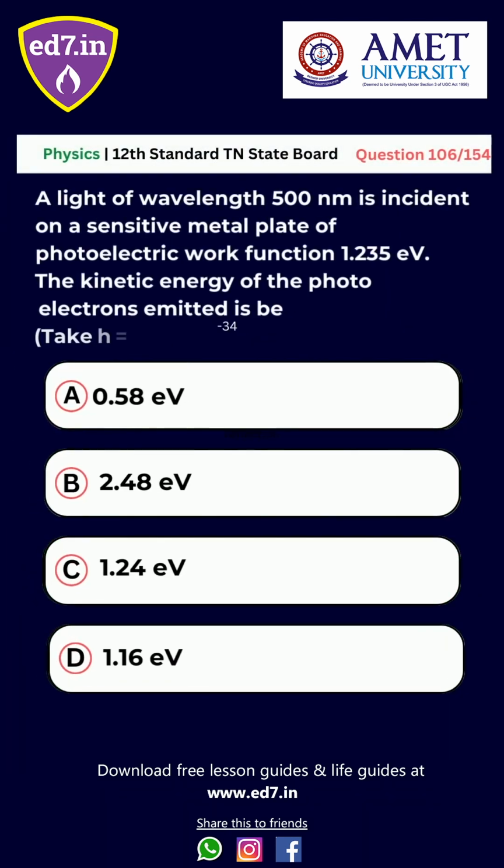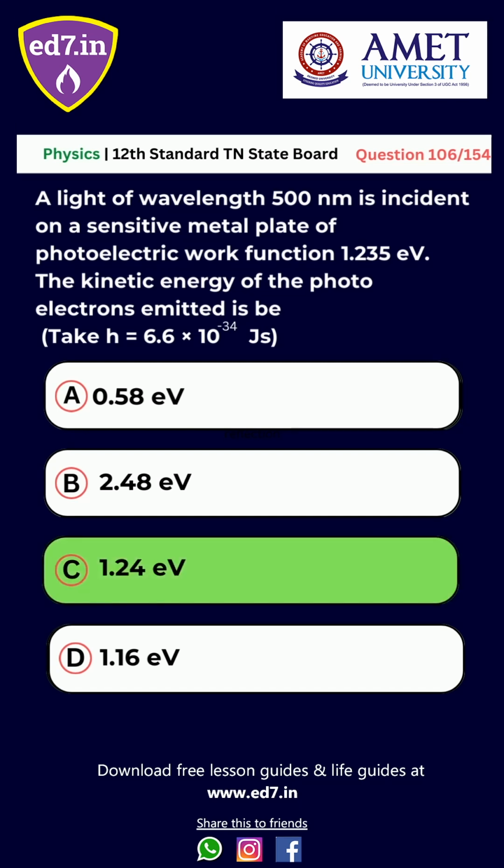Question number 106. A light of wavelength 500 nm is incident on a sensitive metal plate of photoelectric work function 1.235 eV. The kinetic energy of the photoelectrons emitted is? Take h equal to 6.6 into 10 power minus 34 Js. Option A 0.58 eV, B 2.48 eV, C 1.24 eV, D 1.16 eV. And the right answer is option C, 1.24 eV.